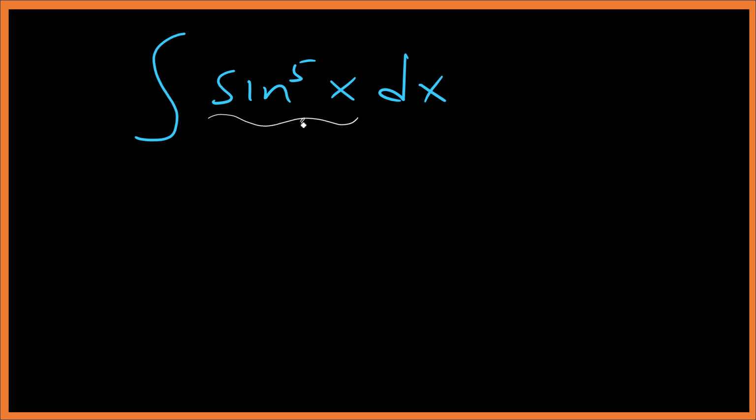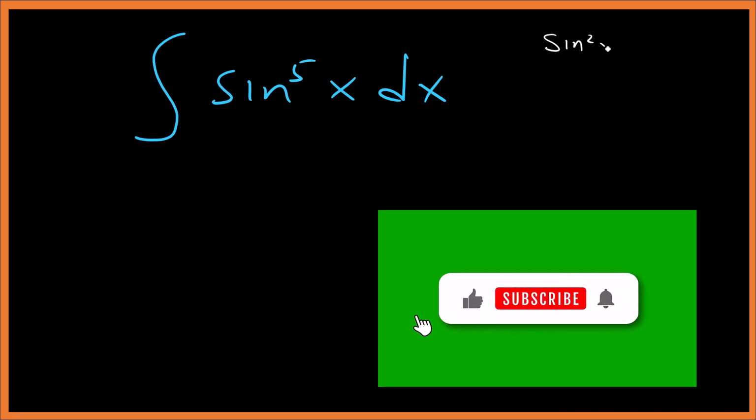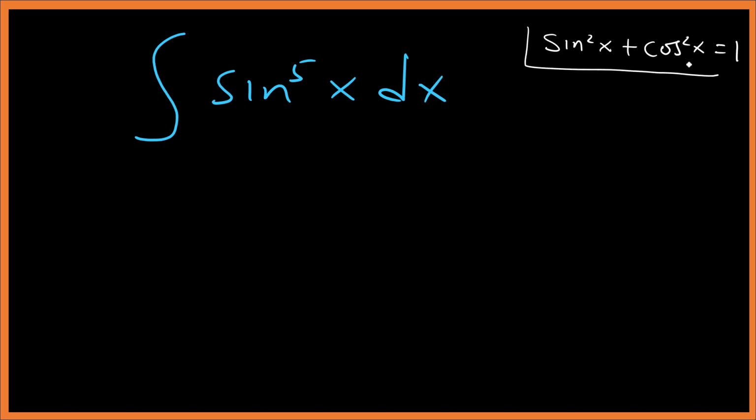Now let's understand from our basic trick that sine squared x plus cos squared x is equal to 1. This is a very powerful identity that we need to understand.